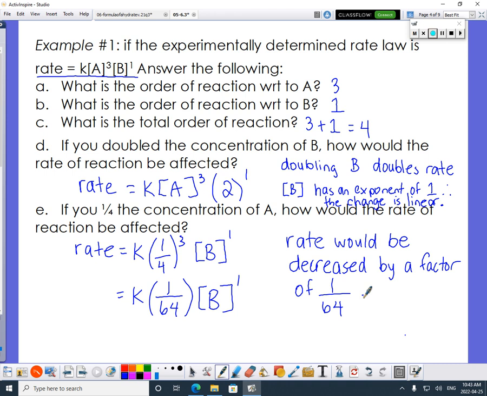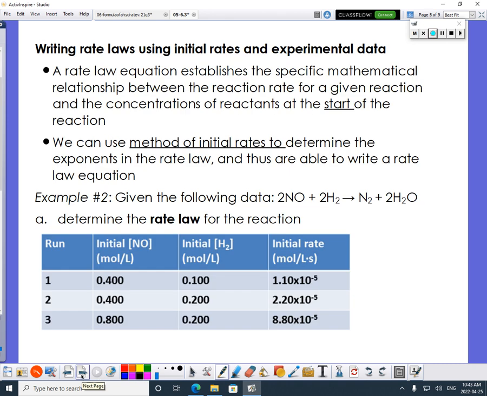Okay, so you can do this kind of thing if you're given the rate law, but how do we find those exponents? What we're going to do is something called the initial rates method. Even if you forget that name, the distinguishing feature is that you have to be given experimental data. You can be given a reaction, but you actually don't need the reaction. What you need is this data here.